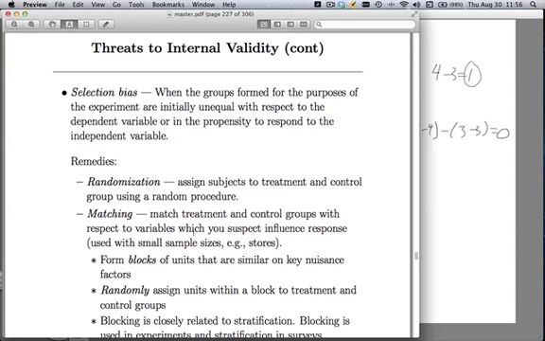Another remedy is to do matching. So instead of randomization, you have some pre-measure that allows you to assign them. This is often done with stores. For example, you might be testing the effect of in-store displays, and you know that some stores are small and other stores are large. So the idea would be to take two small stores and put one of those small stores in the treatment group, one in the control group. Then you take two medium-sized stores and assign them accordingly.